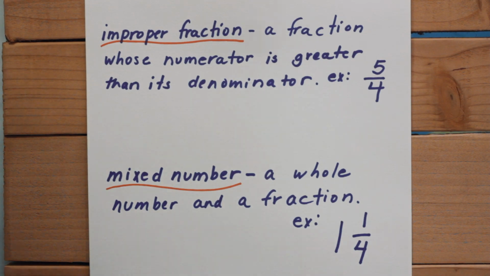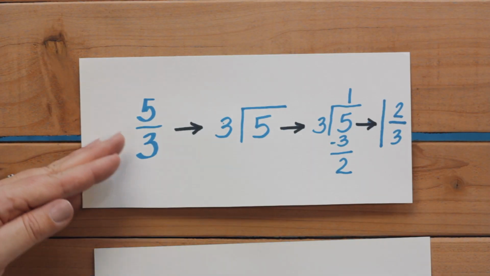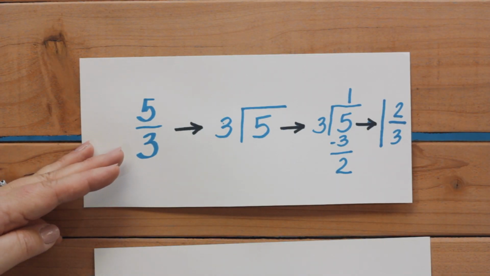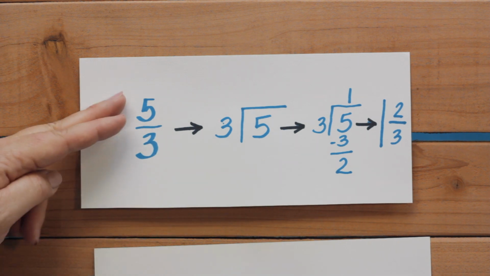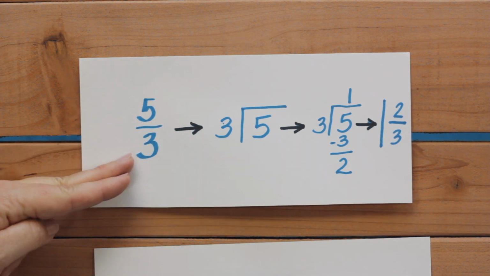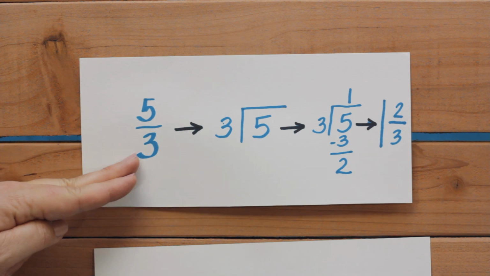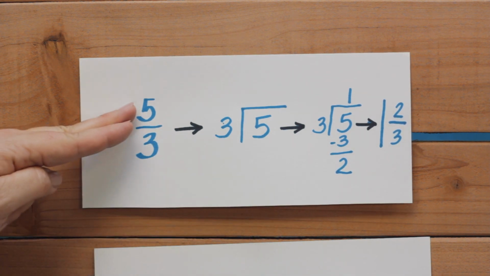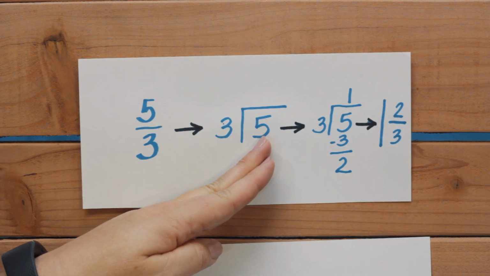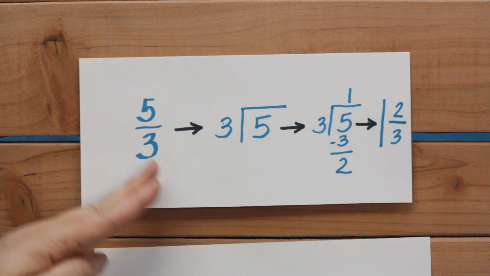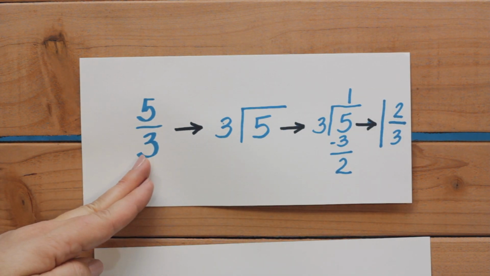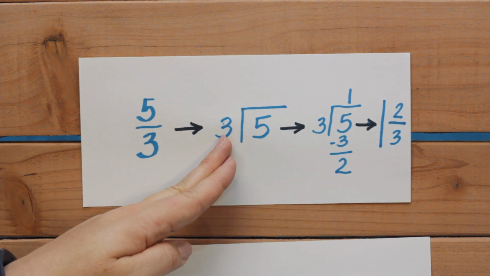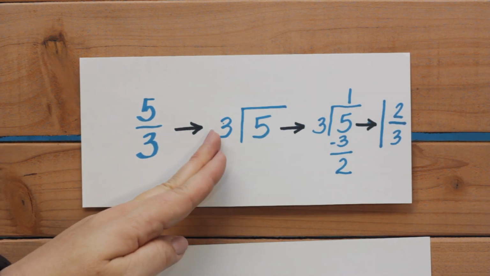Let me show you. So to change our improper fraction from our blue shapes, we had 5 thirds. And what we're going to do is divide. We're going to take 5 divided by 3. So we're going to put the top number in the house, and that's going to be our dividend. And we're going to take our denominator, it's going to be our divisor. So we're going to say 5 divided by 3.